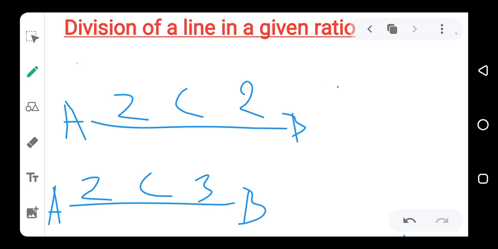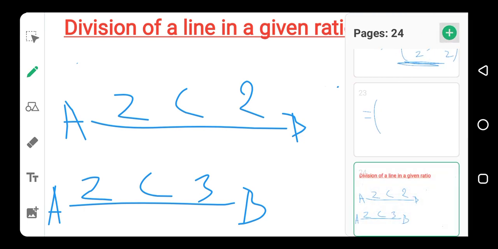We have a ratio to divide the line, then we have to find the coordinates using the ratio given to us. Now, in division of a line in a given ratio, two things are done. It is either the line is divided internally or it is divided externally. Now let me talk about internal division. What I mean by internal division is this.